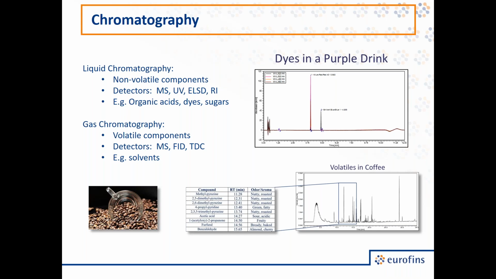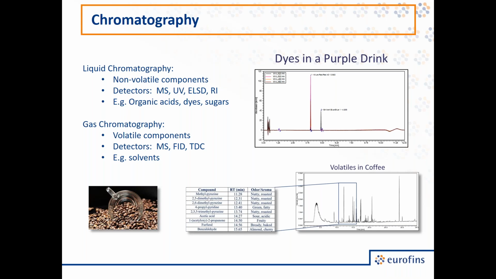The other chromatography method is gas chromatography, and this is going to be used for volatile components. A very common one is solvents. This could be residual from the manufacturing process, or residual from an extraction procedure that didn't go to completion, and so there is residual solvent left in the product itself.